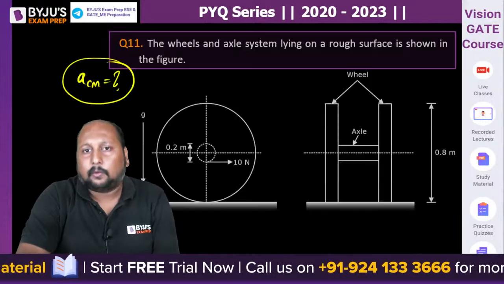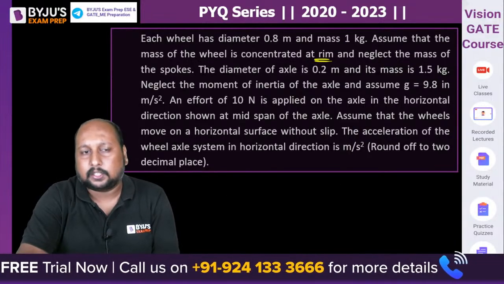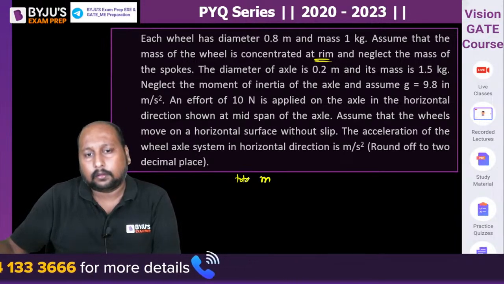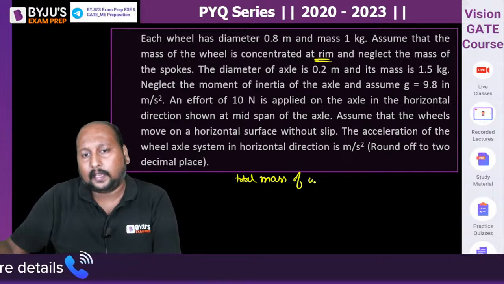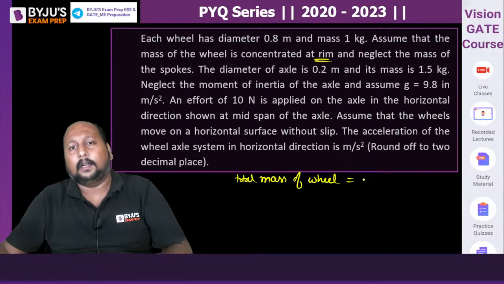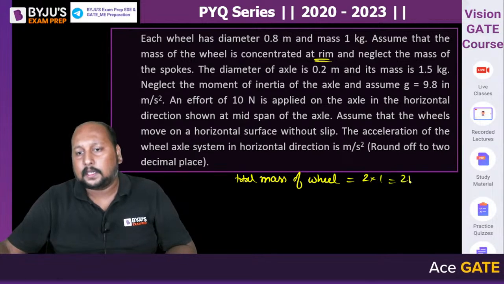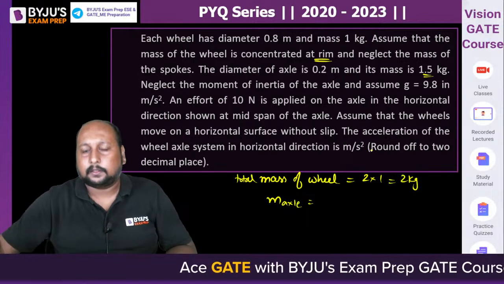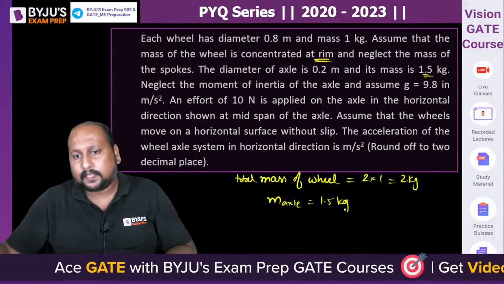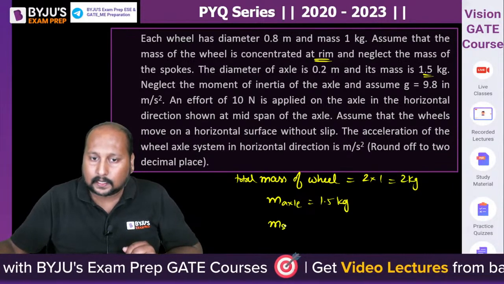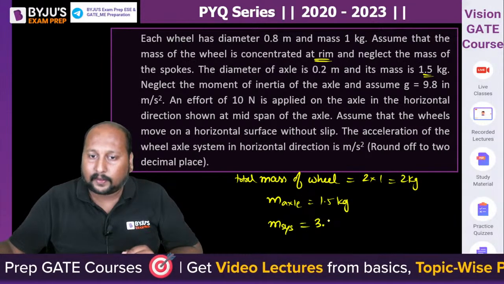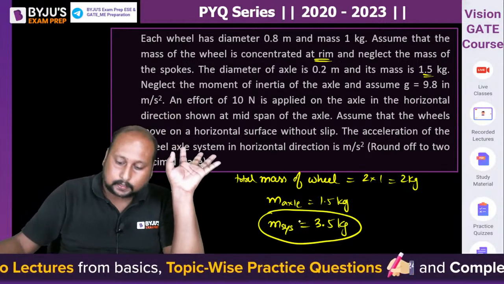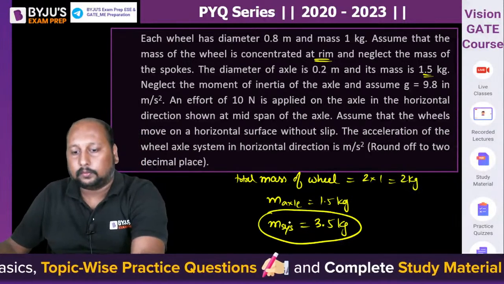First of all, tell me what is the mass of the wheel? Mass of the wheel is 1 kg, right? So the total mass of the wheels is equal to 2 into 1, that is 2 kg, and mass of the axle is given as 1.5 kg. Okay, so the mass of the system will be equal to 3.5 kg. This is the total mass, because I'll be taking the entire system as one and doing the analysis.